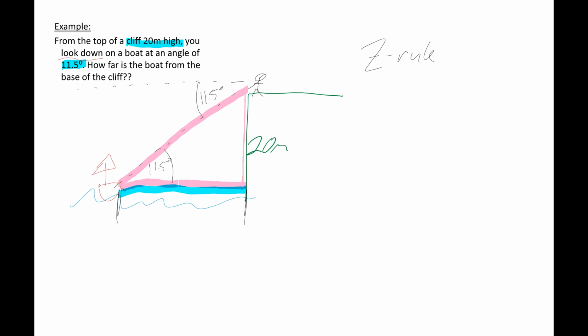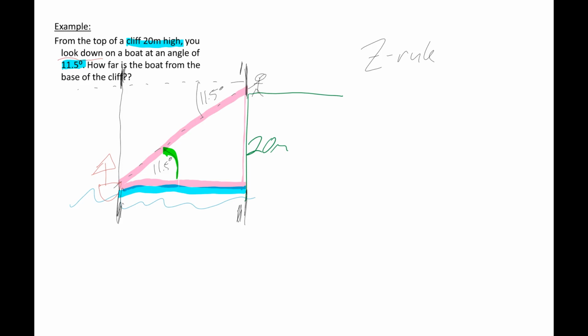Or I could think about the fact that the distance from the top of the cliff to above the boat in line here is going to be the same distance there as it is down here. So I could flip my triangle and actually use this triangle. I'm going to do this one. I'm going to do the alternate rule because I like it. 11.5 degrees.